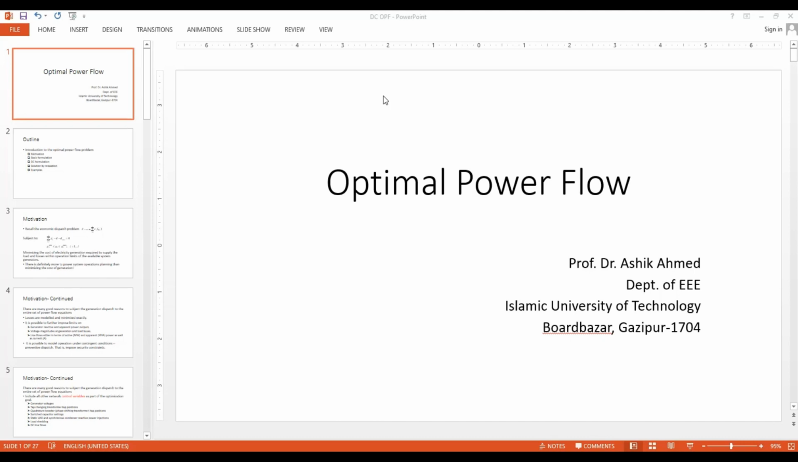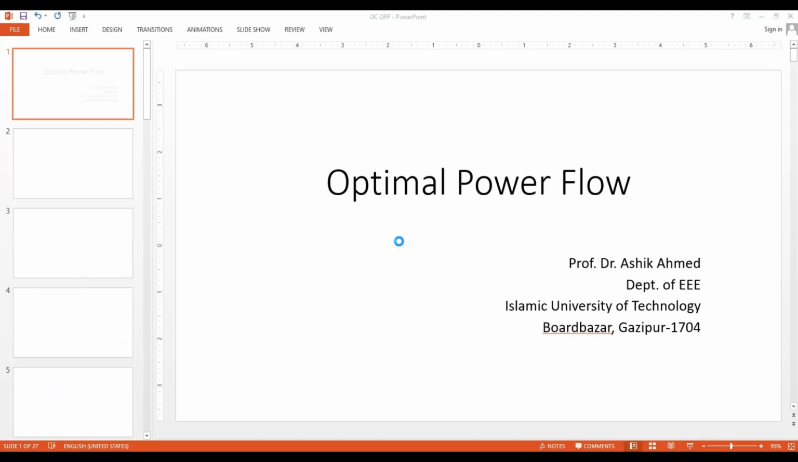And now we will shift our focus to a new topic, the next topic in our syllabus, that is optimal power flow. So let's dive into the topic of optimal power flow.